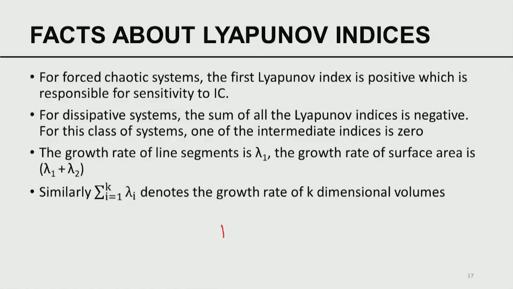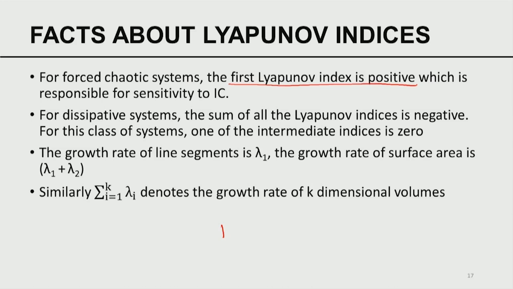So, given a forced chaotic system, the first Lyapunov index is positive, which is responsible for the sensitivity to the initial condition. Now, I only talked about a Lyapunov index. You may ask, what is the first Lyapunov index? Again, that requires a little bit of an explanation.